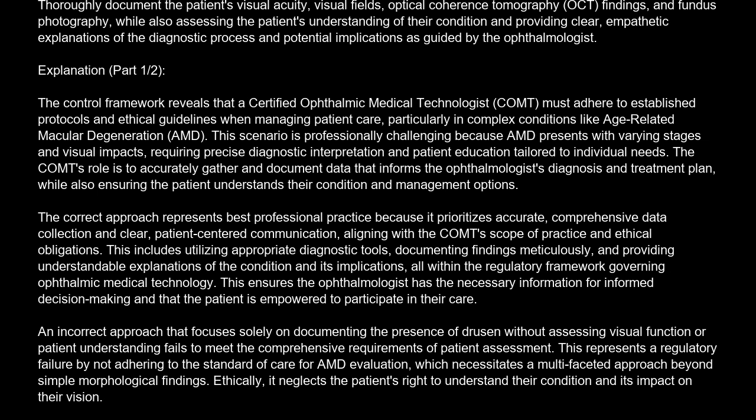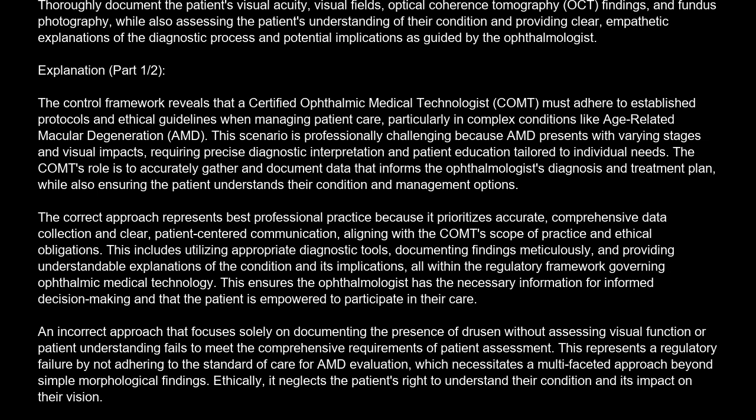An incorrect approach that focuses solely on documenting the presence of drusen without assessing visual function or patient understanding fails to meet the comprehensive requirements of patient assessment. This represents a regulatory failure by not adhering to the standard of care for AMD evaluation, which necessitates a multifaceted approach beyond simple morphological findings. Ethically, it neglects the patient's right to understand their condition and its impact on their vision.